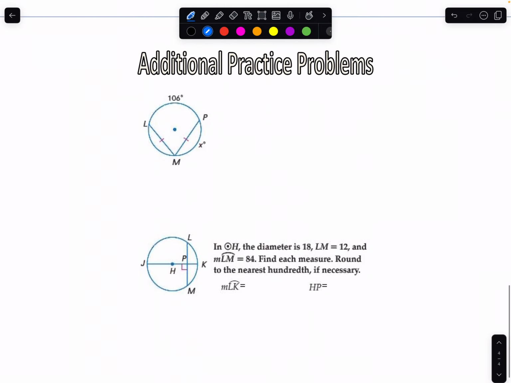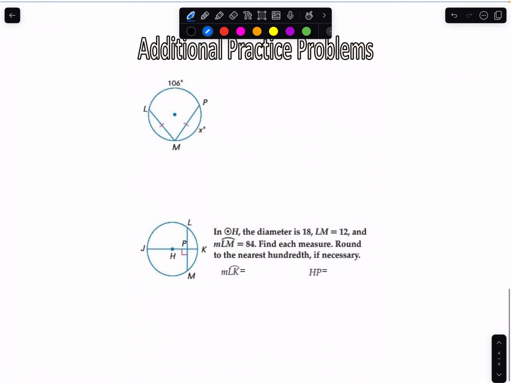So here are our last few examples that we can look at. The key thing here is the idea of what we're working with, right? What is it that we're working with, and how do I set up some sort of equation to solve? In this first example, I'm trying to find the value of this arc.